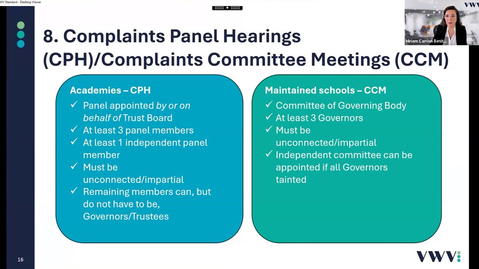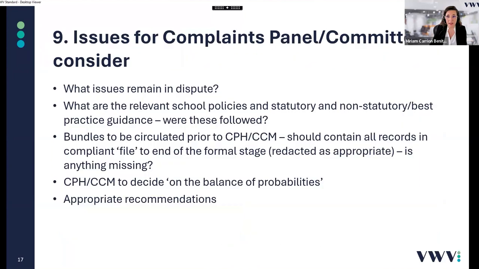So moving on now to the next slide, where we look at the issues that both these panels will have to consider. They will consider what issues remain in dispute for academies, and for maintained schools will review the entire decision. They will consider who needs to attend and whether any policies are engaged, and if so, download the policies, read them carefully, and make sure that they have been followed. For example, behavior policies are often relevant in these circumstances.